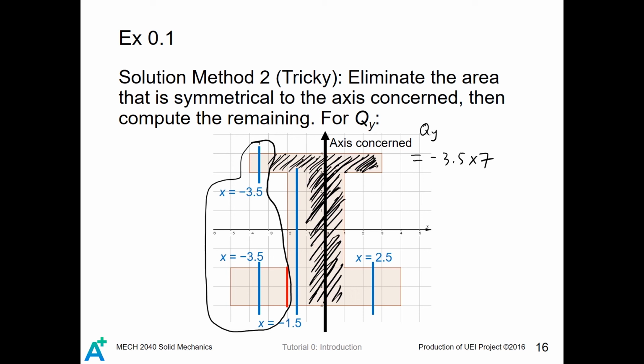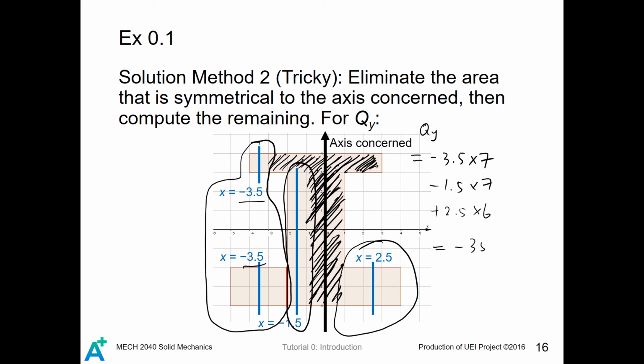with the common average value of x, minus 3.5. Also, you have minus 1.5 times 7 still. Those 7 blocks have the average of x equal to minus 1.5. Then you consider the remaining 6 blocks located at the right hand side of the y-axis. So it is 2.5 times 6. The result is minus 35 plus 15, which is minus 20. It agrees with our previous results.